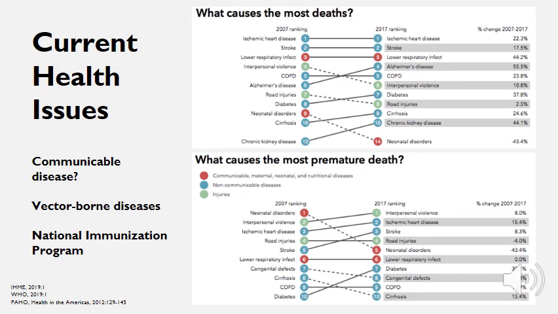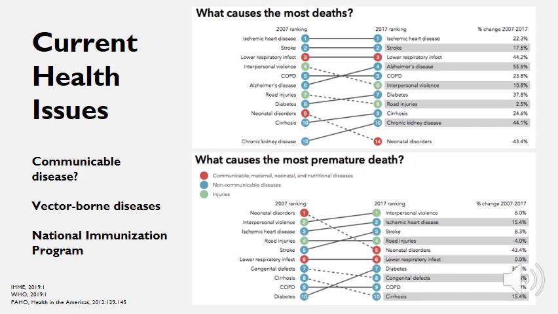So to delve just a little bit further into those health metrics, here are some current health issues that Brazil is facing. The first infographic shows what causes the most deaths, and it shows the change between 2007 rankings and 2017 rankings. We can see that the top causes of death in Brazil are all non-communicable diseases, with the exception of lower respiratory tract infection and interpersonal violence and road injuries.